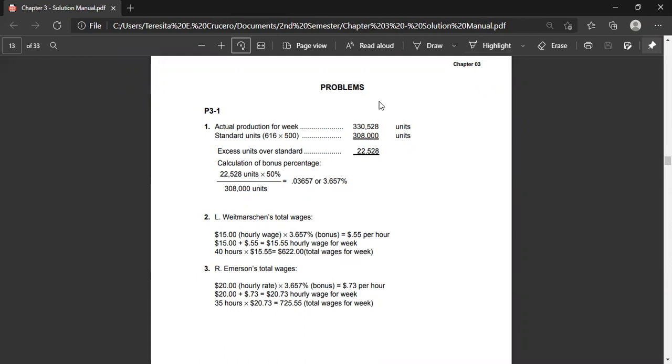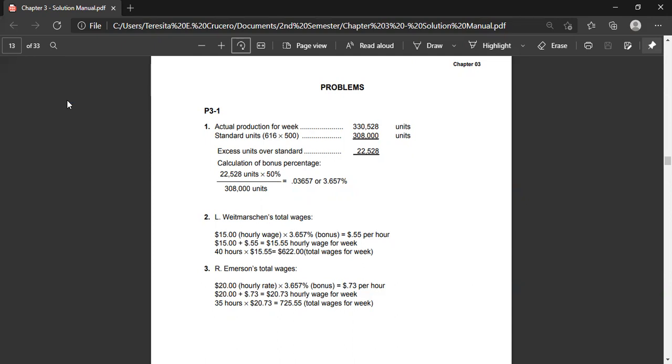Okay. Now let's start with P31, a payroll computation with incentive bonus. For the requirements, determine the hourly bonus rate. Round the bonus percentage to 4 decimal places and the bonus rate to the nearest whole percent. Now we have 15 workers that are assigned to a group project.